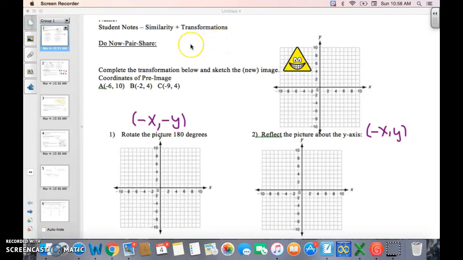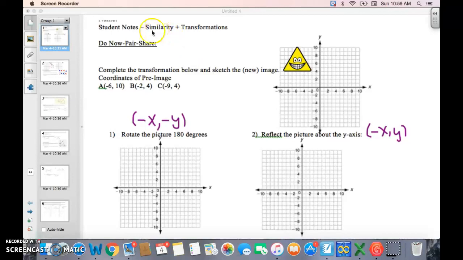Hello, and welcome back to lesson number 28, where we're going to talk about similarity and transformations. Please remember that there's only one type of transformation that we talked about that results in similar figures. All the rest result in congruent figures, and we've proven triangles congruent using side, side, side; side, angle, side; angle, side, angle; and angle, angle, side.